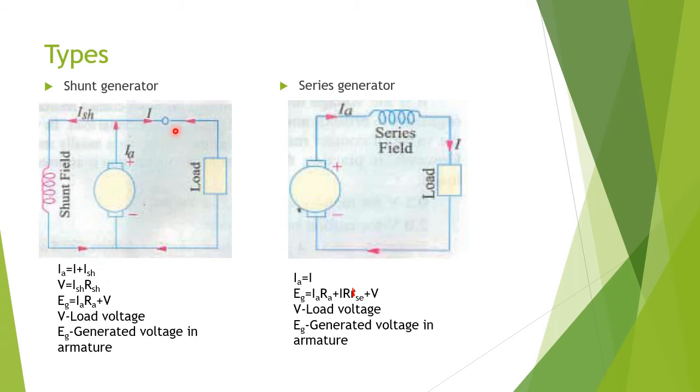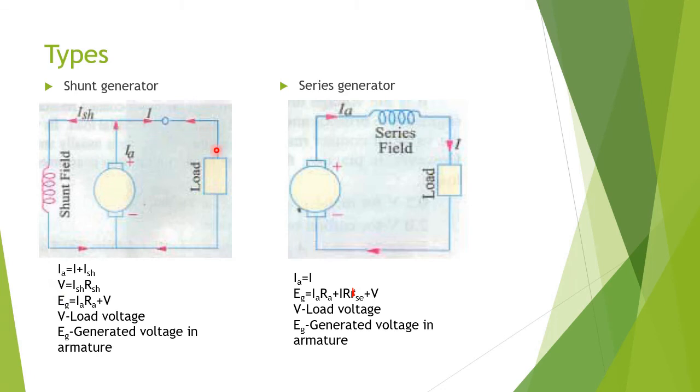Now, this load, the armature part and the field windings are in parallel. Then the three voltages are the same. That is, the voltage across this load, V, is equal to the voltage across the shunt field. So V is equal to IR, where the current is ISH and the resistance is RSH. So V is equal to ISH into RSH. And now, what about this part?